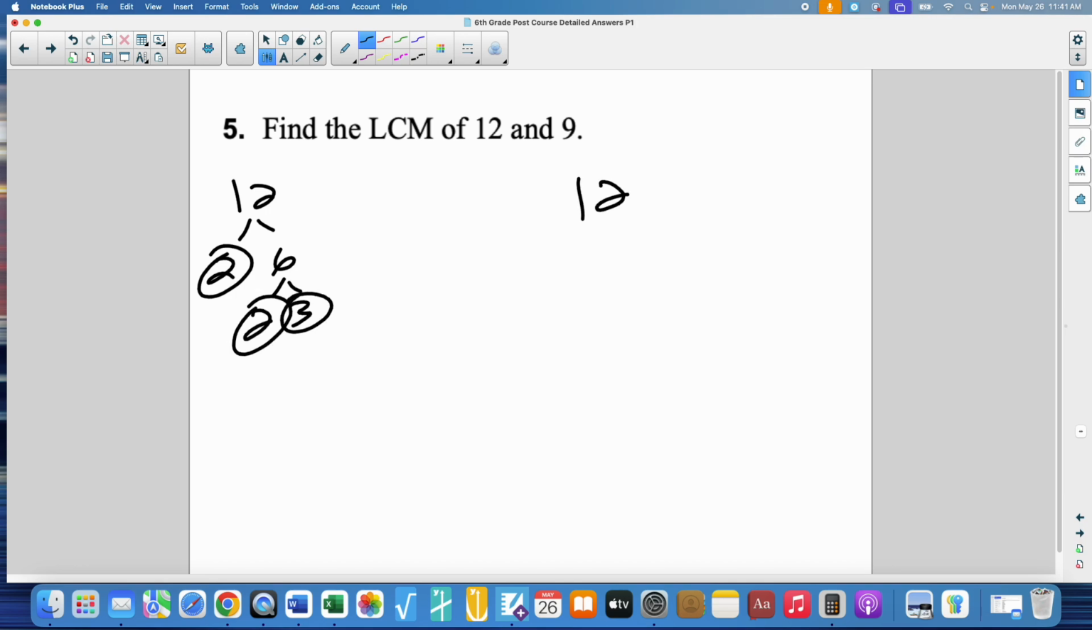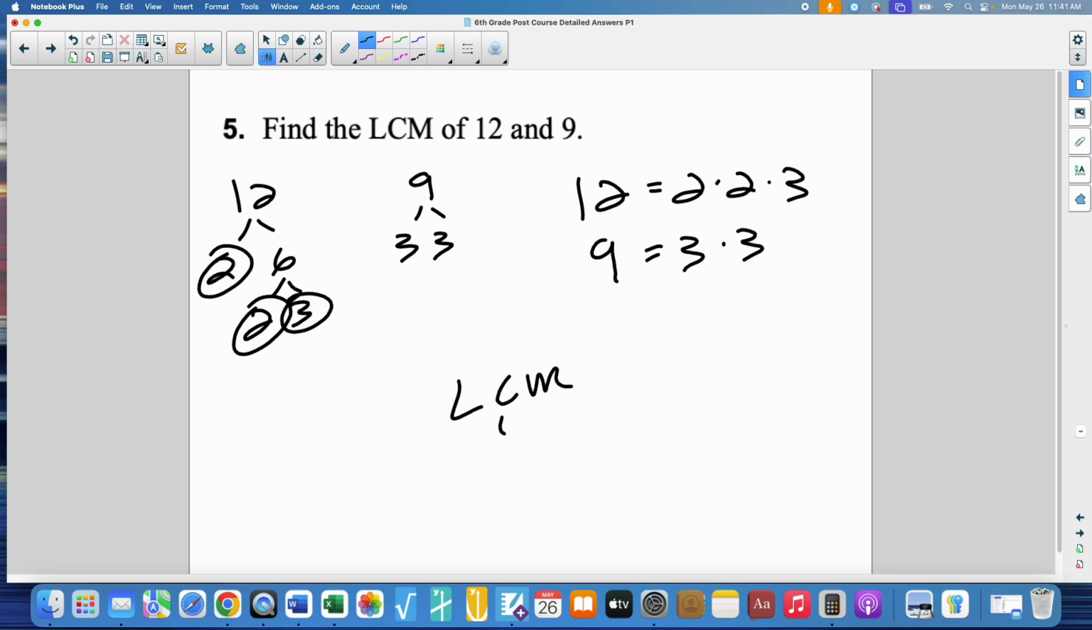So prime factorization of 12 is 2 times 2 times 3. 9's prime factorization is 3 times 3. Now, we're looking for the LCM. Remember, C stood for circle what they have in common. Okay, let's circle what they have in common. So they have a 3 in common. That's all they have in common.